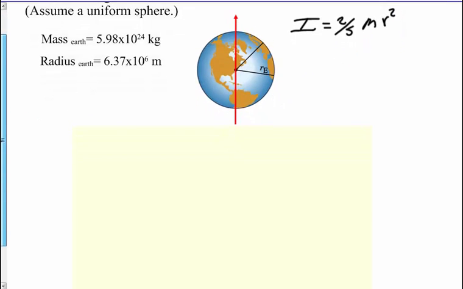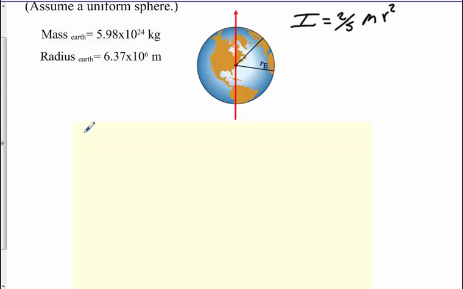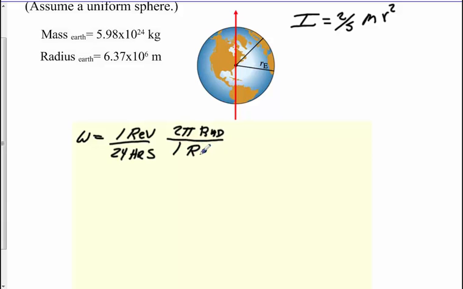So first thing I want to do is find out what the angular velocity would be. Angular velocity, we want to get that in radians per second. I know I do 1 revolution in 24 hours. Okay, I know there's 2 pi radians in 1 revolution. So revolutions cancel here and here.